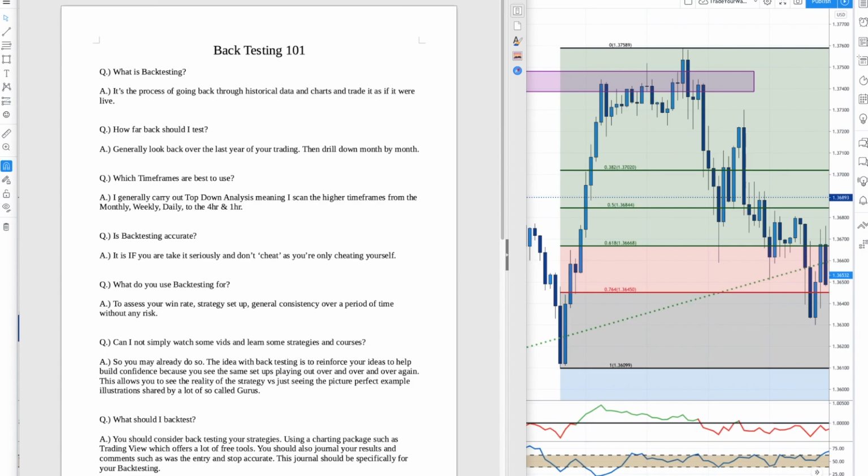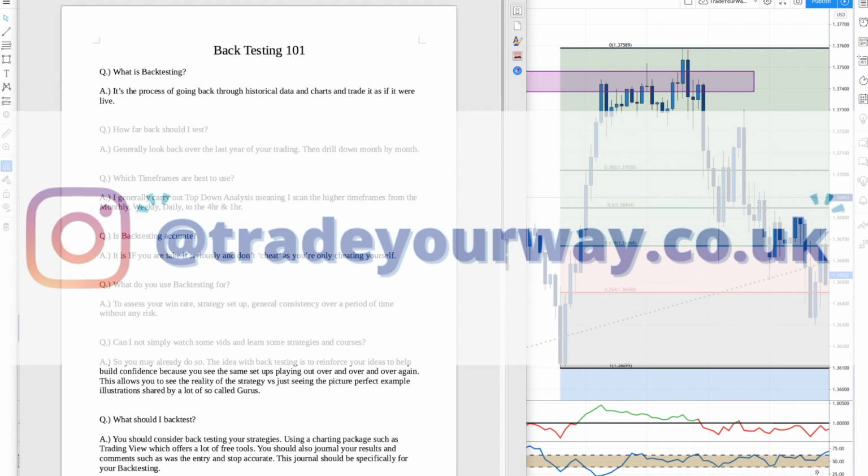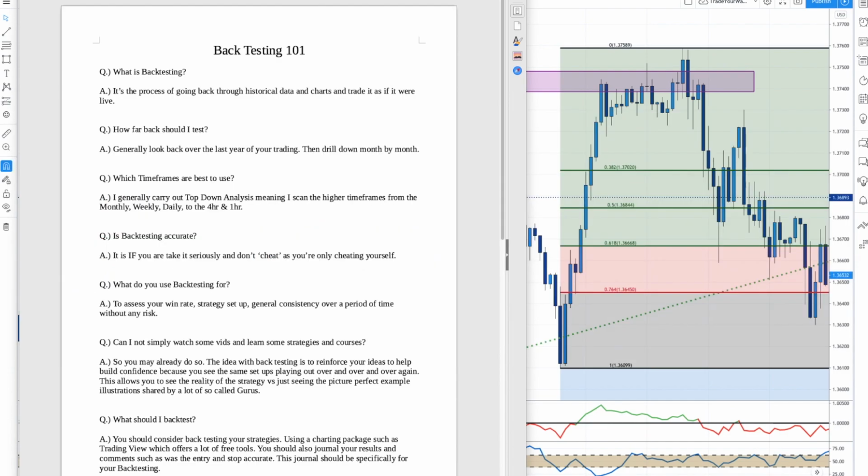Today we're going to talk about backtesting. The reason I want to cover this in a little bit of detail is because I think we need to stress the importance of backtesting. Also, I want to go through what backtesting is. There are a few questions that I've done here, so a Q&A. This is all based on observations that I've seen over the last so many years of trading.